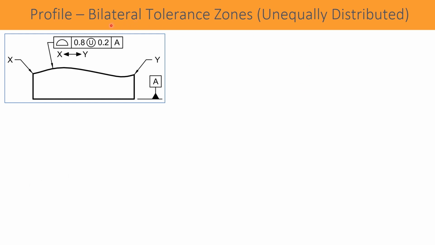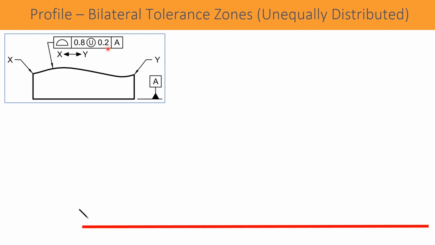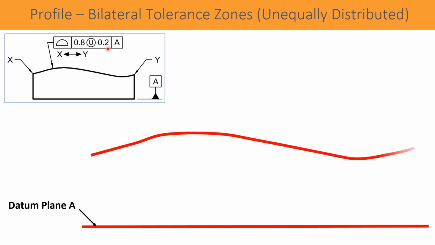This is a very typical case of a bilateral tolerance zone. We already know a bilateral tolerance zone means the tolerance is on both sides of the nominal. The indicator shows here the surface profile controls within 0.8 tolerance, that is the total tolerance value, and unequally disposed. So unequally disposed is given the value 0.2. The graphical representation explains this: this is the datum plane as usual, and this is the nominal profile.